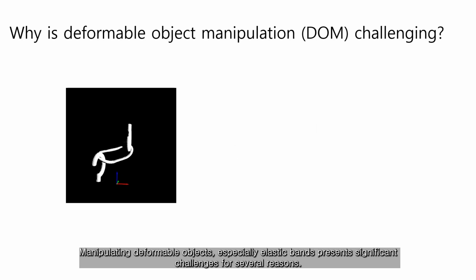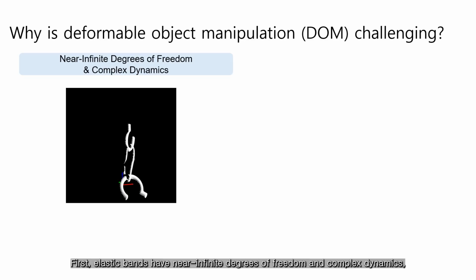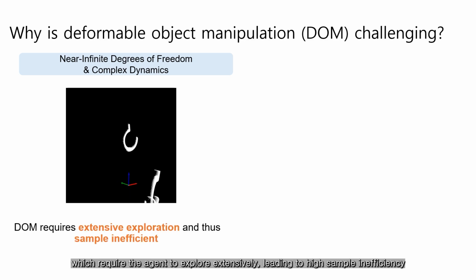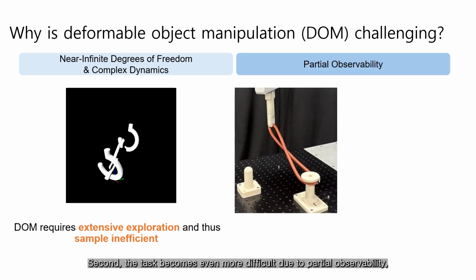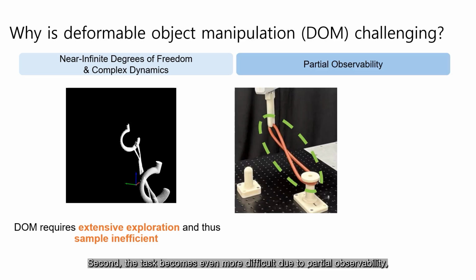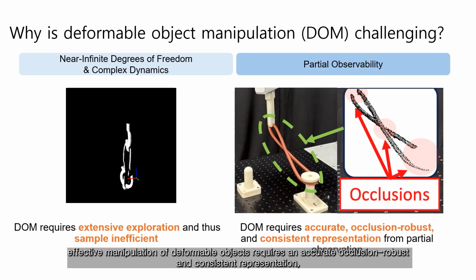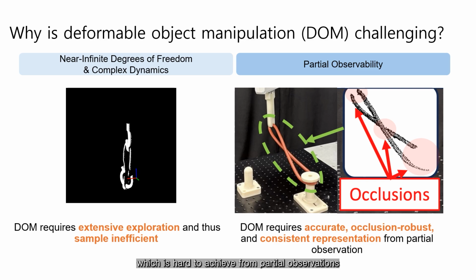Manipulating deformable objects, especially elastic bands, presents significant challenges for several reasons. First, elastic bands have near-infinite degrees of freedom and complex dynamics, which require the agent to explore extensively, leading to high sample inefficiency. Second, the task becomes even more difficult due to partial observability. Effective manipulation of deformable objects requires an accurate, occlusion-robust, and consistent representation, which is hard to achieve from partial observations.